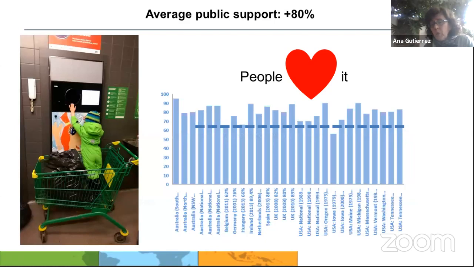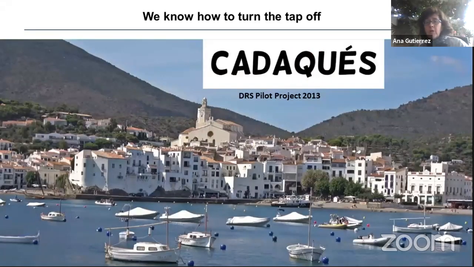One other important issue with DRS is people love it. Everywhere where polls have been made, over 90% of people support the system, which is also important for policymakers. And I'm going to finish my presentation with telling you about a pilot project which we carried out in Cadaqués.